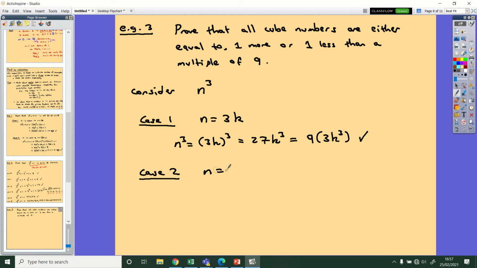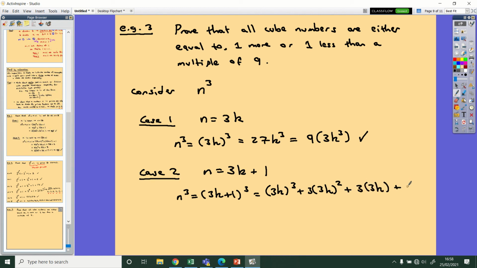What if n is 1 more than a multiple of 3? So that's 3k plus 1. So again, we can cube this out, collect up some 9s hopefully, and we might get one of the other cases I'm expecting. So we're cubing out 3k plus 1. If you know your binomial theorem, you should be able to do this. So this is 3k all cubed, and then 3 times 3k squared, and then 3 times 3k to the 1, and then plus 1 cubed, like that. Okay, so I've expanded that out.